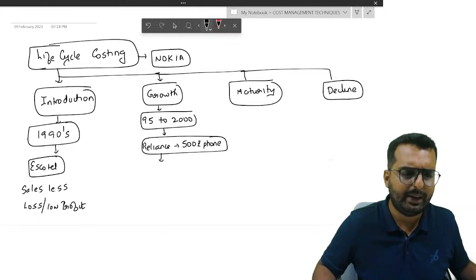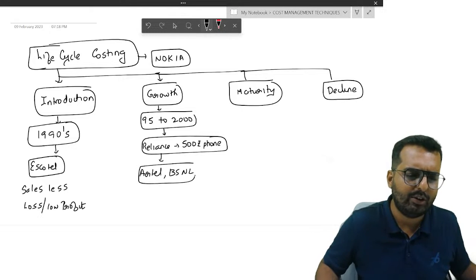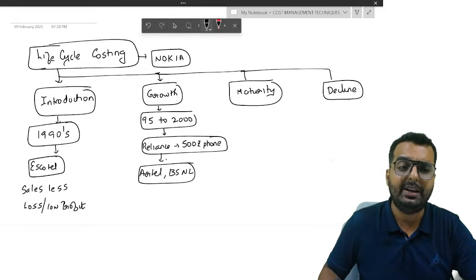And the other advantage was, by that time, Airtel came into the picture. BSNL SIM cards also came into the picture, and the call rate started coming down. All right.